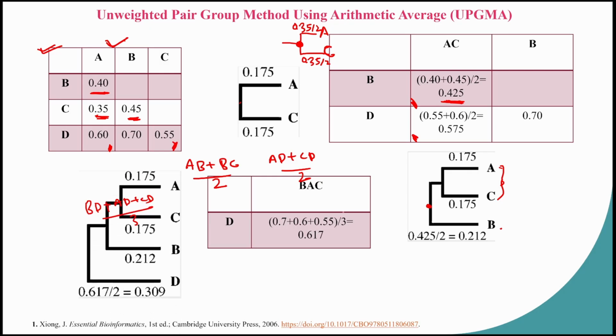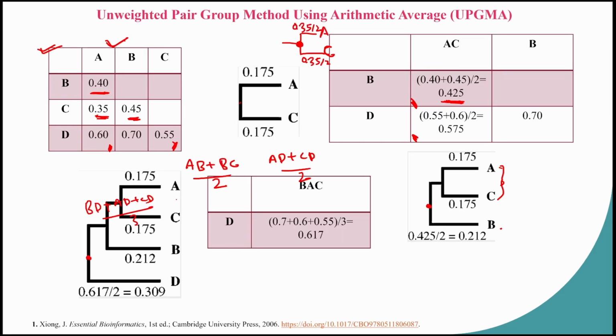Okay. So that 0.617 divided by 2 will be the value of the distance from this particular common point to D. And this common point is basically the connection between D and the entirety of ACB combined together. Okay. So that's kind of how this sort of phylogenetic tree is constructed.